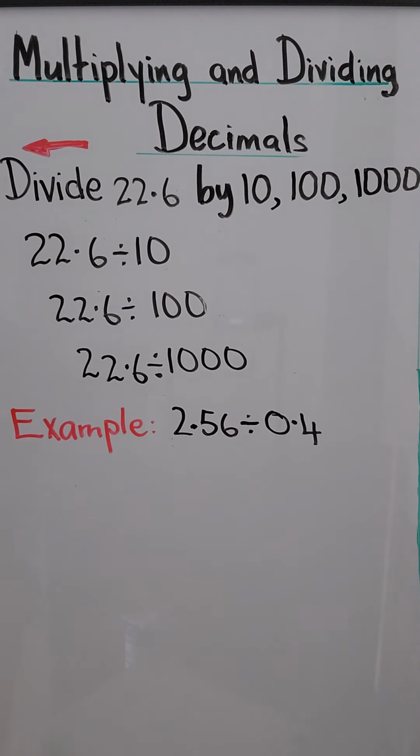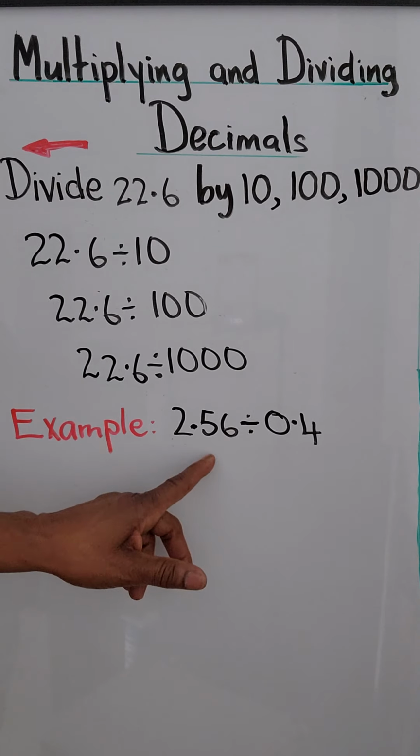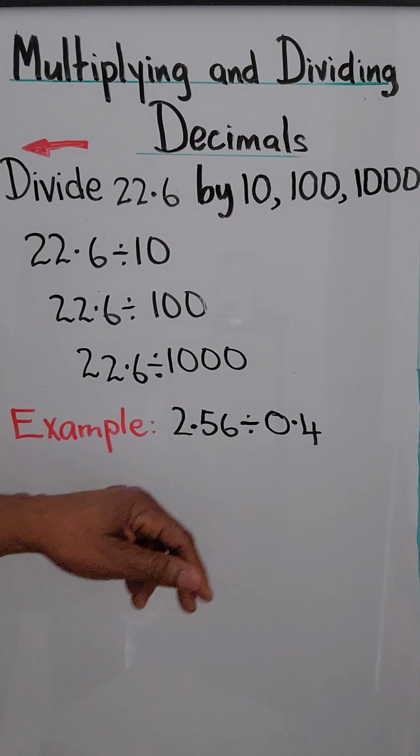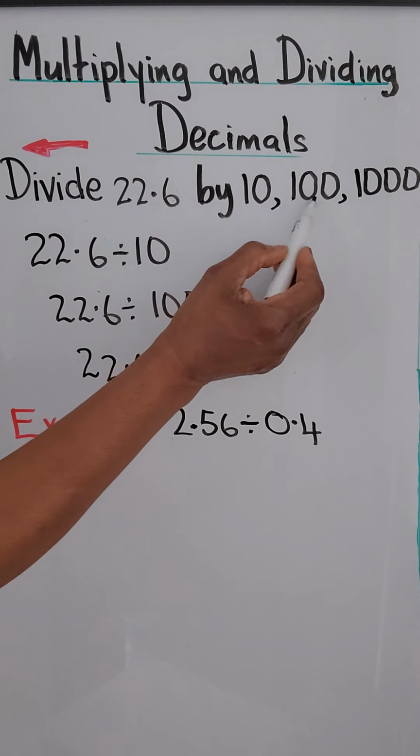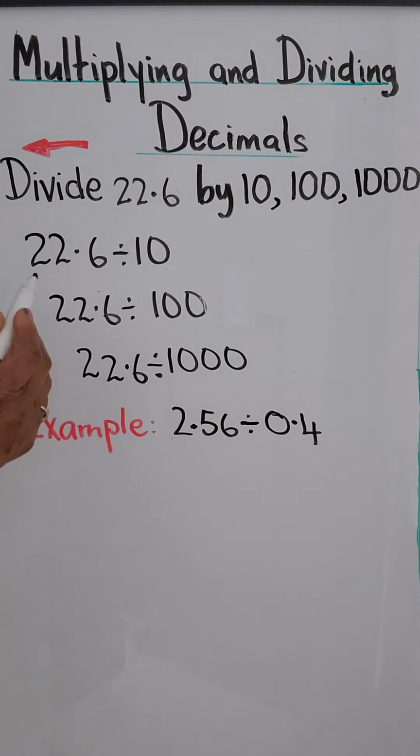So now let's move on to dividing. And before we jump into our example, dividing decimal by decimal, we're going to look at the short method of dividing decimals by 10 and powers of 10. So divide 22.6 by 10, 100 and 1000, that is 10 to the first power, 10 to the second power, 10 to the third power.